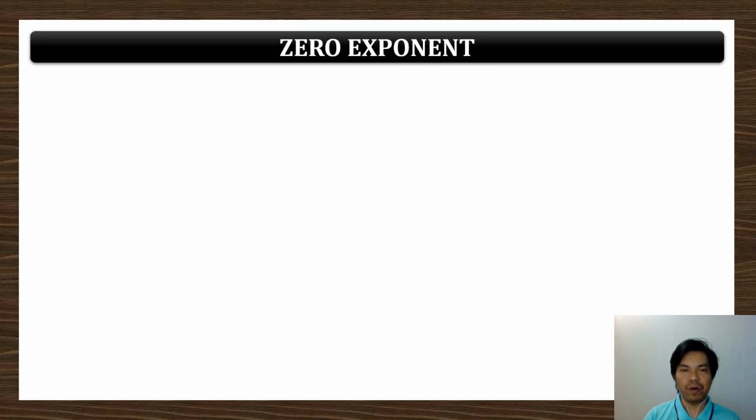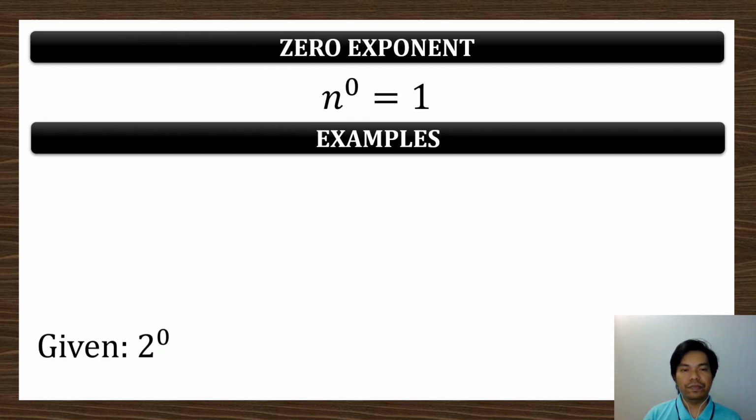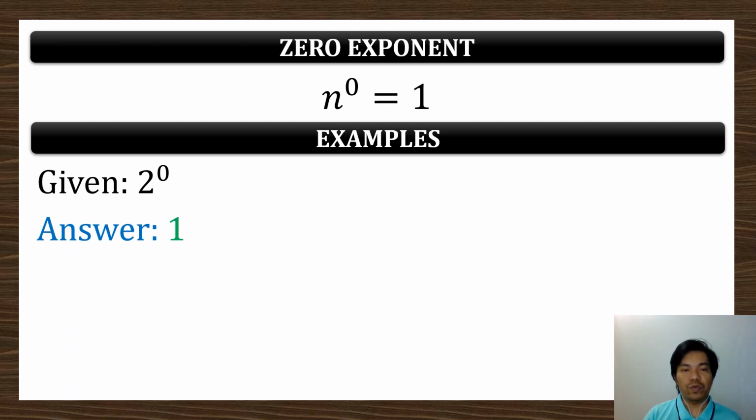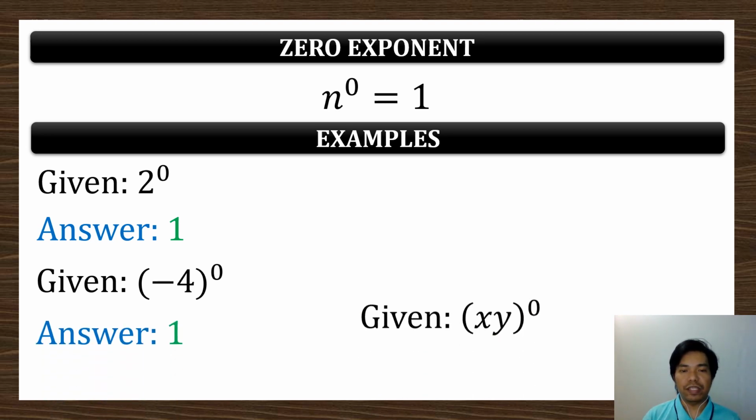Alright, so yung first natin na pag-aaralan ay ang zero exponent. So what we have here is an equation n raised to 0 equals 1 na ang ibig sabihin ay any expressions or any non-zero number raised to 0 is equal to 1. So, for example, if we have here 2 raised to 0, then that would be equal to 1. If you have here quantity negative 4 raised to 0, that is also equal to positive 1.